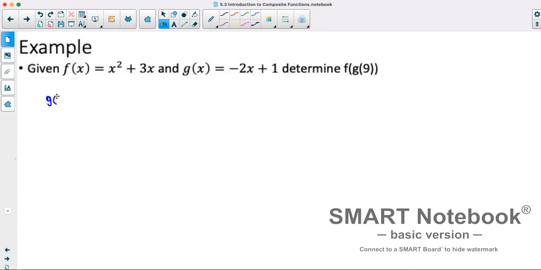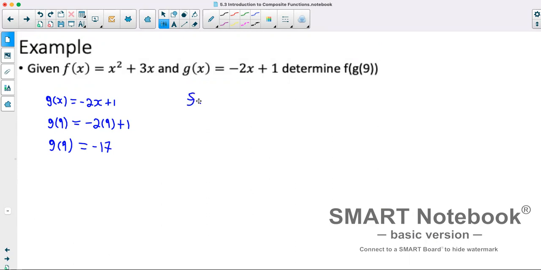So our inner function is g of x equal to -2x plus 1, and we want to find g of 9. If we're looking for g of 9, that'd be negative 2 times 9 plus 1. So g of 9 is negative 17. Now we'll do our outer function.